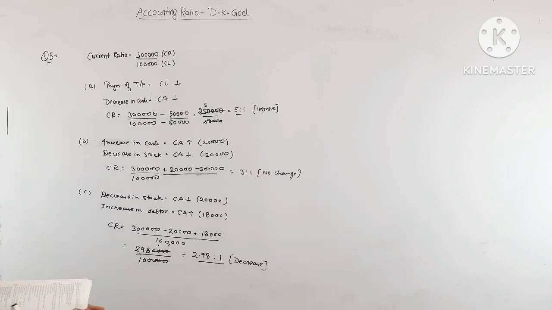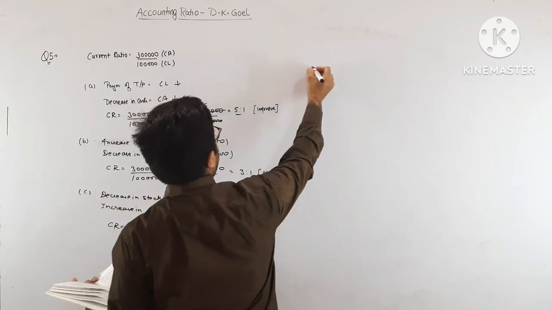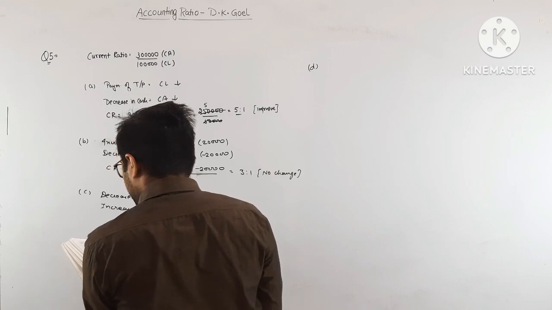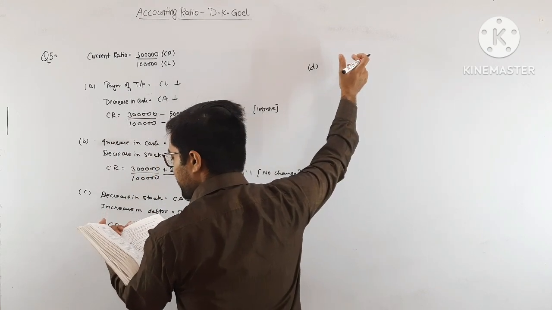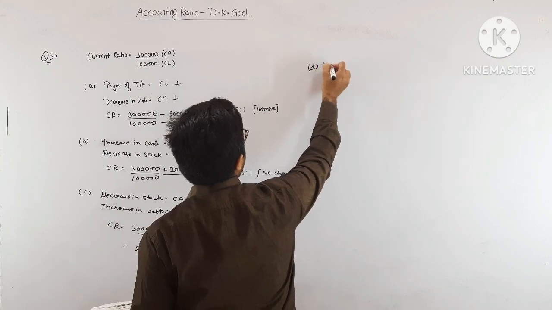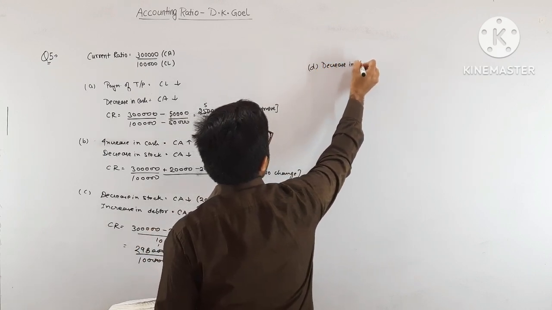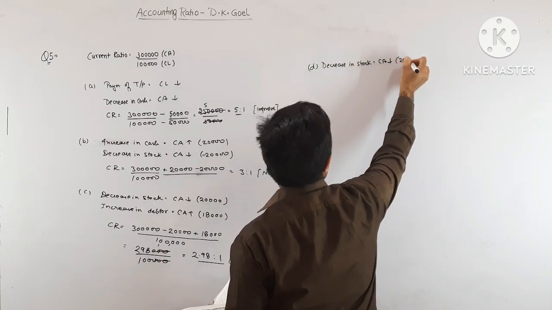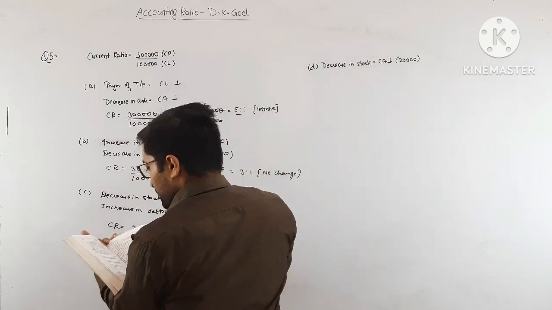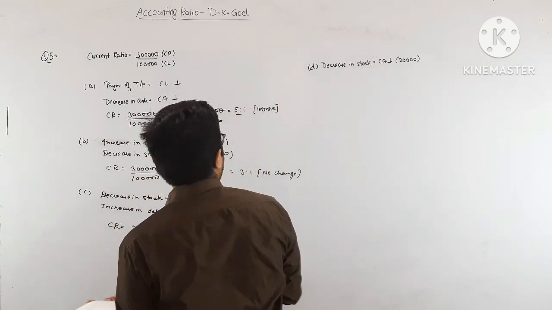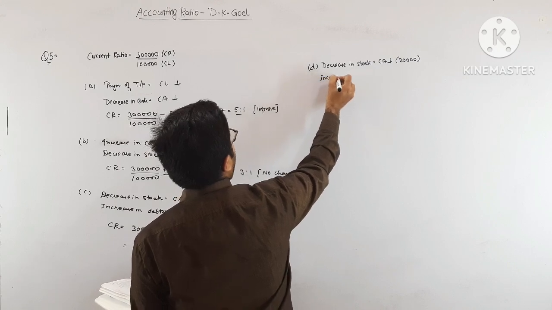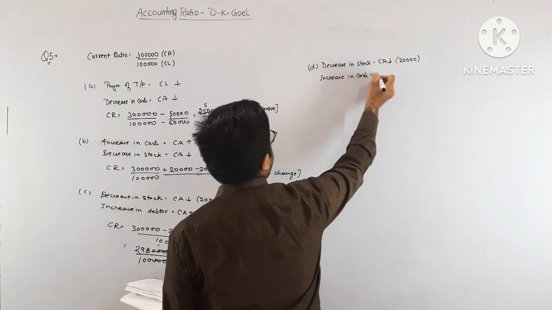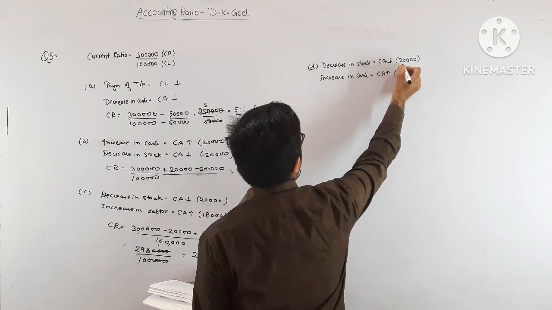Clear? Now see point number D. Sale of the goods costing 20,000 at the profit of 1,000 rupees. If you do a sale of 20,000, what will happen? Decrease in stock. Current asset will decrease by 20,000, and the sale is done at a profit of 1,000. So what will happen next? First decrease in stock, and the next will be increase in cash. Current asset will increase by how much?